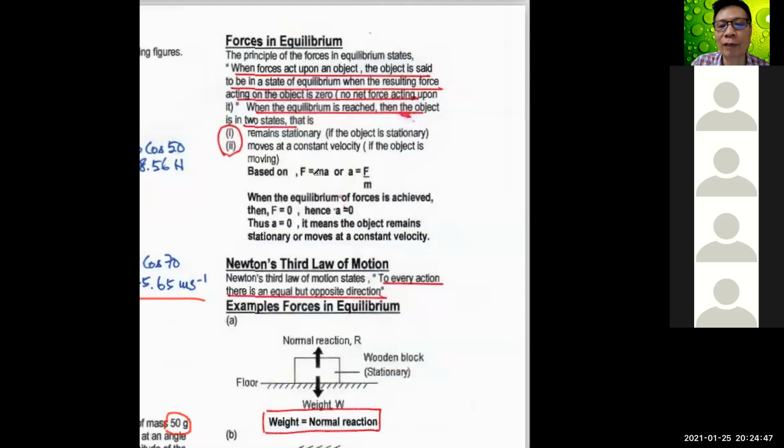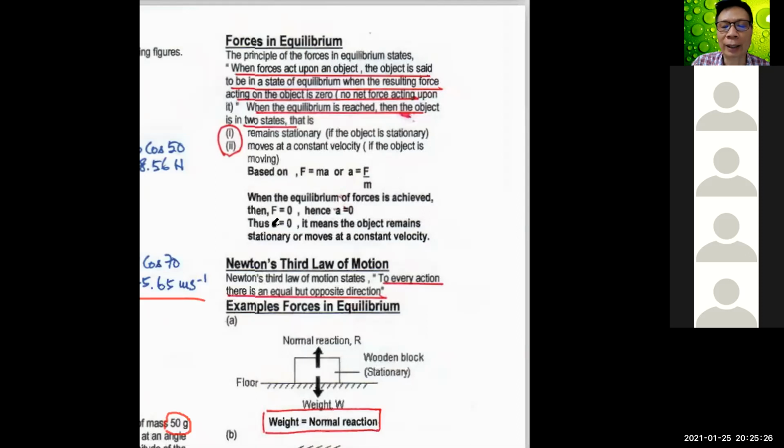Based on Newton's second law formula, F equals ma, right? So a is F over m. Now you see here. When equilibrium of forces is achieved, F is 0. Hence a is also 0. When F is 0, a is also 0. This is common sense. When no force is applied, of course the object won't accelerate. So when F is 0, sure a is 0. This is just common sense. When this is 0, you calculate, so a also gets 0.